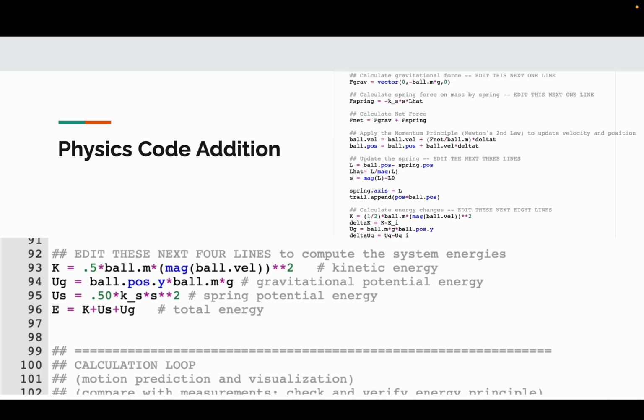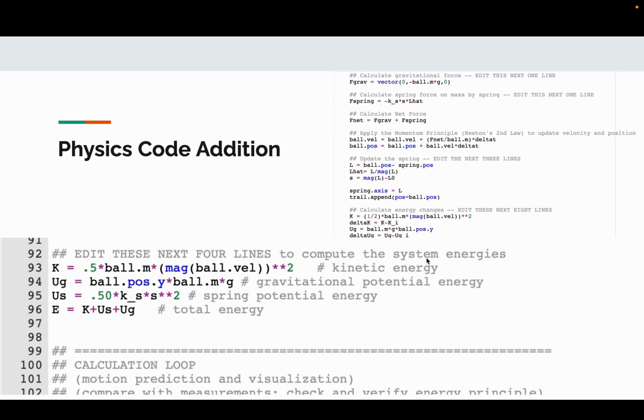We had to make L, the spring length, which was ball.position minus spring.position, and then S was the magnitude of L minus L0, which gets plugged back up here. And then these are just the formulas that were provided along with the lab in order to ensure that we were doing everything correctly.